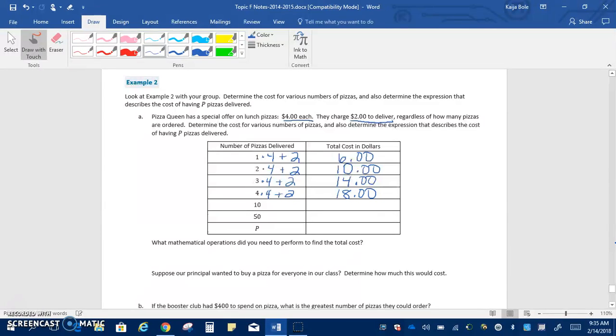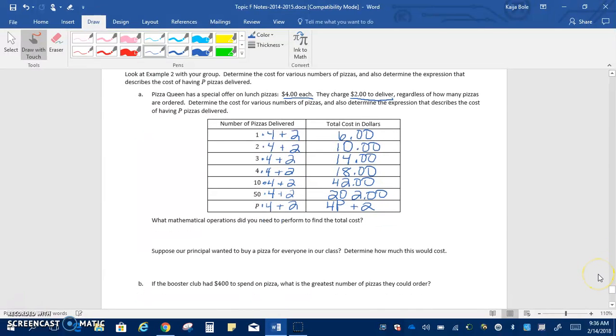Alright, now we go up to 10. So 10 times 4 is 40, plus that $2 delivery fee, so this would be $42. For 50, it costs $4 each, so times 4, which is 200, plus 2 would give you a total cost of $202. So now if we write an expression, again, we're still multiplying by 4 and adding 2, but we want to put that 4 in the front, so 4p plus 2. Alright, it says, what mathematical operations did you need to perform to find the total cost? So first we multiplied, and then add.